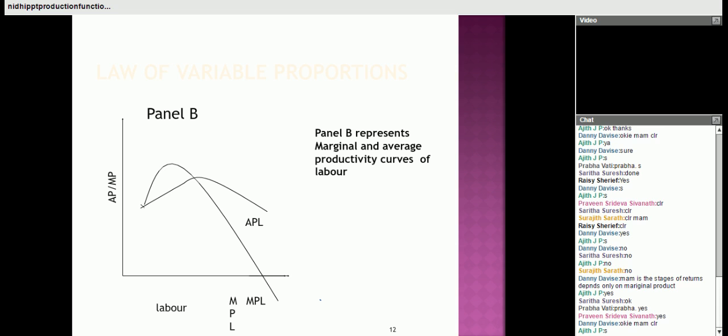Now going ahead, this is panel B. Panel B shows the average production and the marginal production. As we saw in that table, marginal production was increasing at the increasing rate. So this is what is happening over here also. When we plot it, we will get a graph like this. It is increasing at a very high rate, and when it is falling, it is going down very quickly. You can see it's going down very quickly, and it has even become negative. Beyond this point, it is negative. This is for the 11th and the 12th unit.